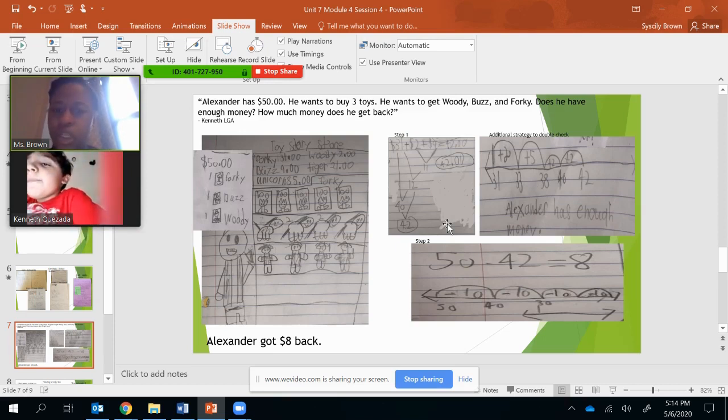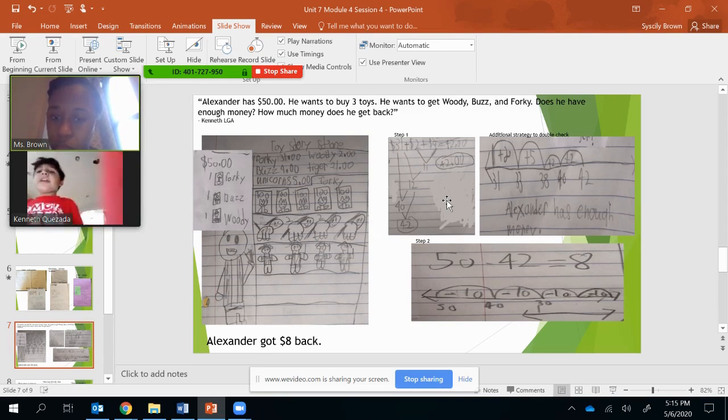Okay, and why did you do that? I did that because sometimes it helps me add the tens and the ones together. Got it. So, but what were you trying to figure out? Like, where did this 31 come from? Where did the 2 come from? Where did the 9 come from?